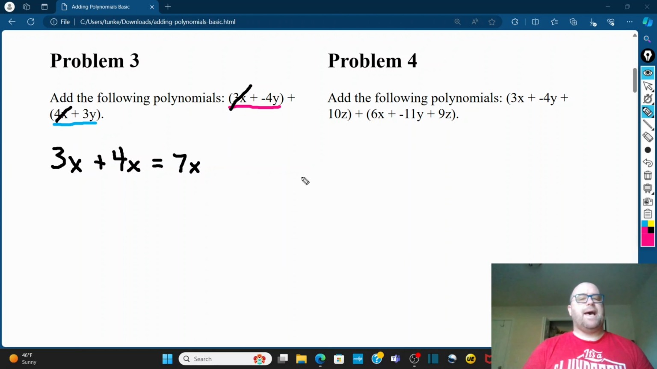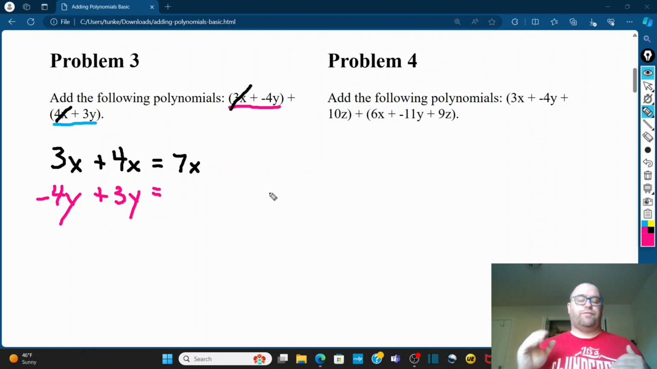And then we're going to add negative 4y to 3y. Now in this case, we're adding coefficients with different signs. Negative 4 is further away from 0 on the number line. So we're actually going to subtract 3 from 4. So we're going to do 4 minus 3. It's going to give us 1. But the number that is further away from 0 is negative. So we're going to make this a negative 1y, which we can just write as negative y. Right? The 1 is understood.